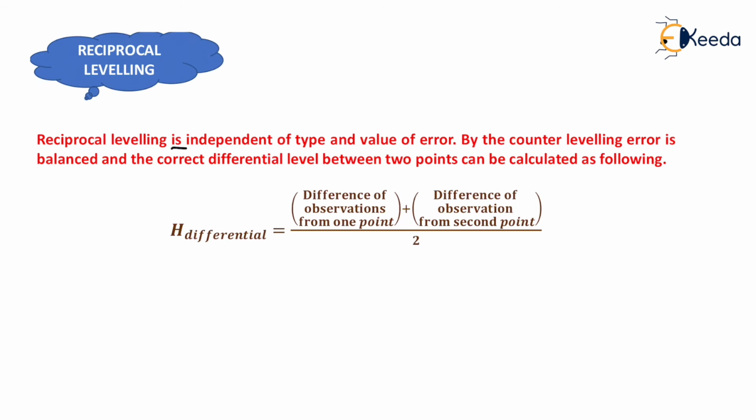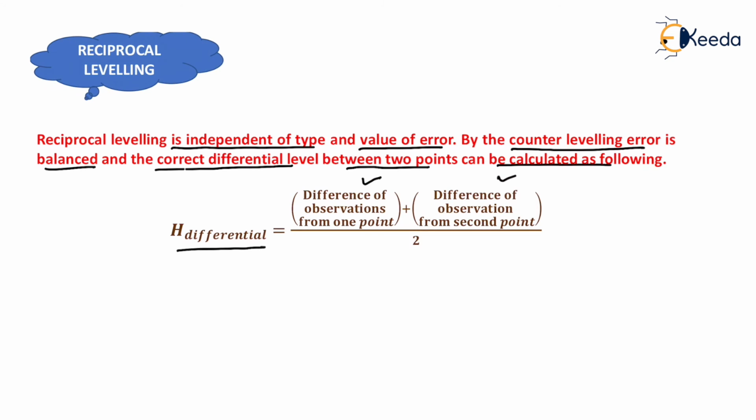Reciprocal leveling is independent of the type and value of error. By counter leveling, the error is balanced and the correct differential level between 2 points can be calculated as follows. It is independent of the type and value of error because the final equation of differential level does not contain the value of E. That's why H differential equals the difference of observation from the first point plus the difference of observation from the second point, divided by 2, and this formula is the same in every case.